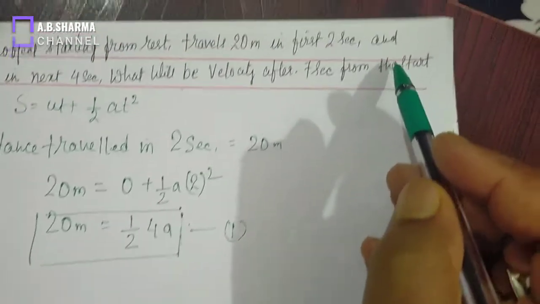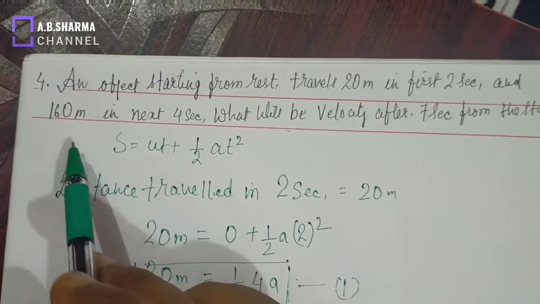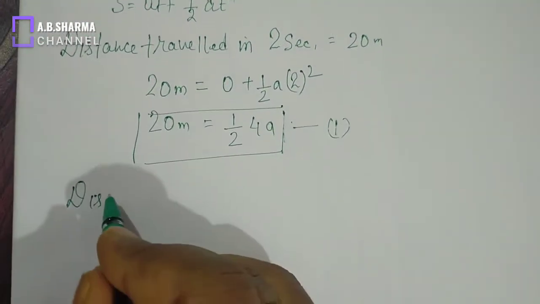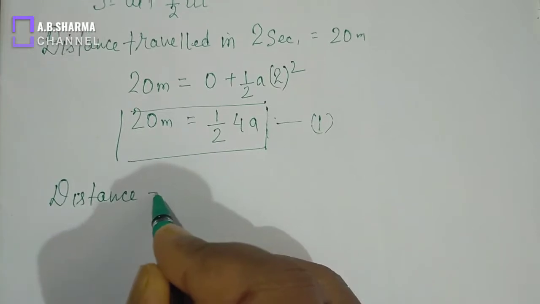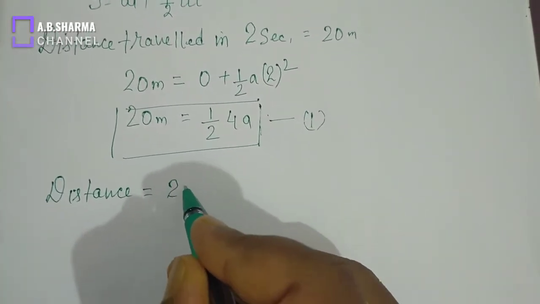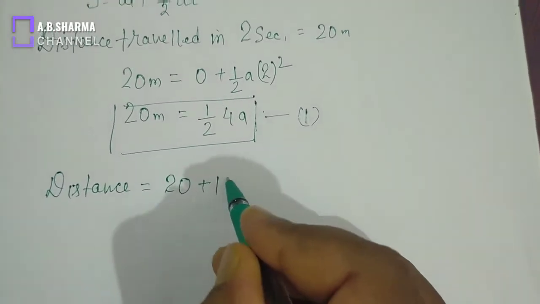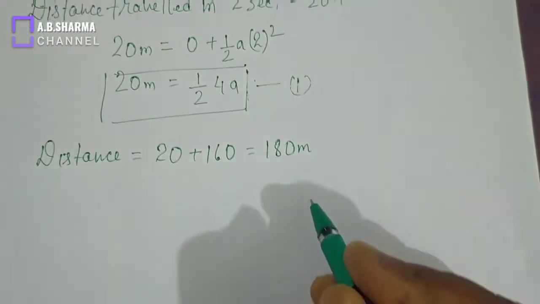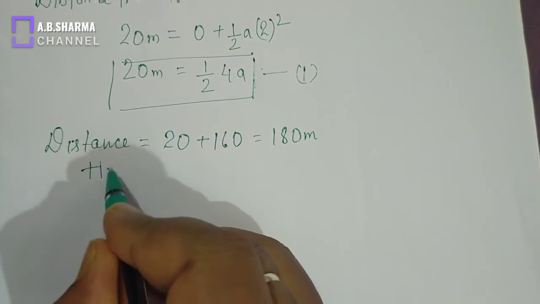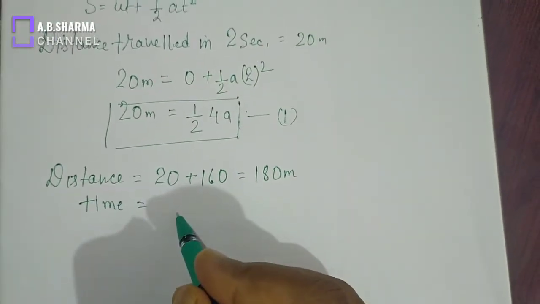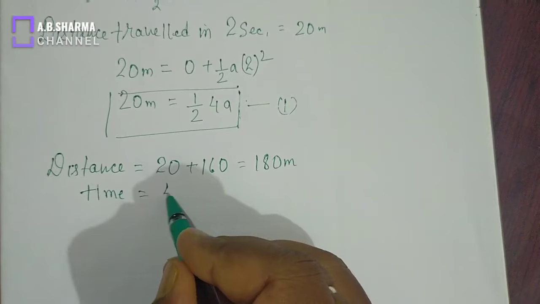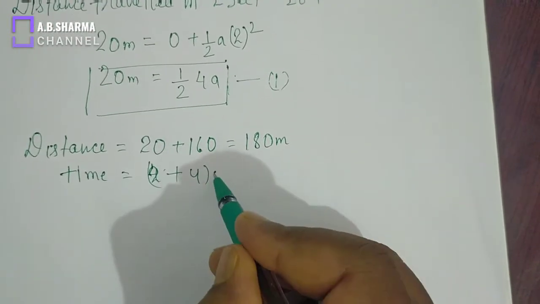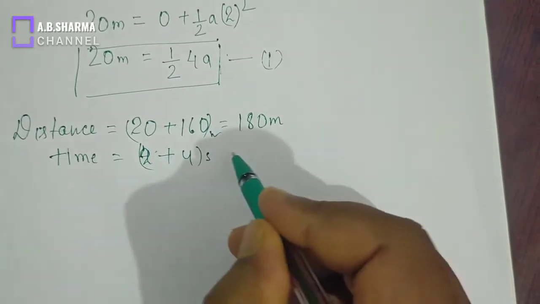Now see the second part. The question says 160 meter in the next 4 seconds, meaning the total distance will be, first it has covered 20 meter and then 160 meter, so the total distance will be 180 meter from the start, and the total time will be 2 seconds plus 4 seconds. So this will be 6 seconds.